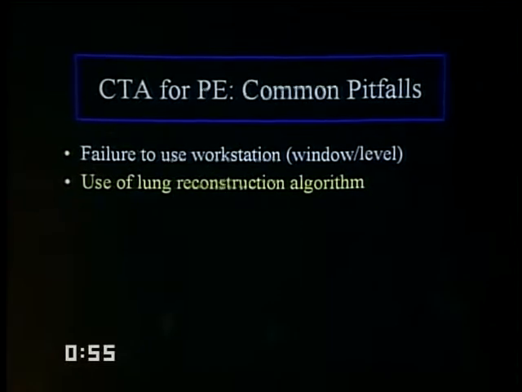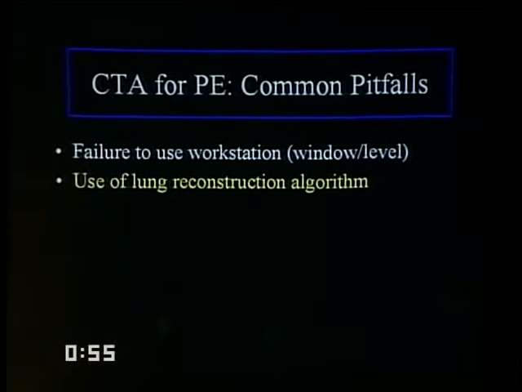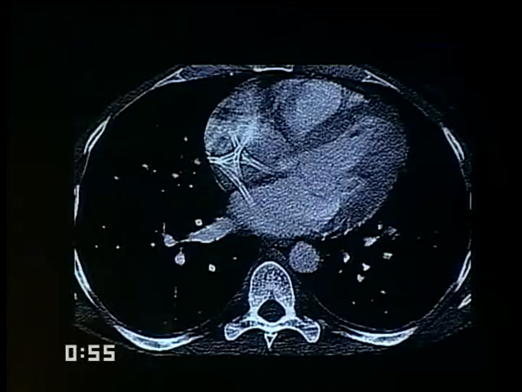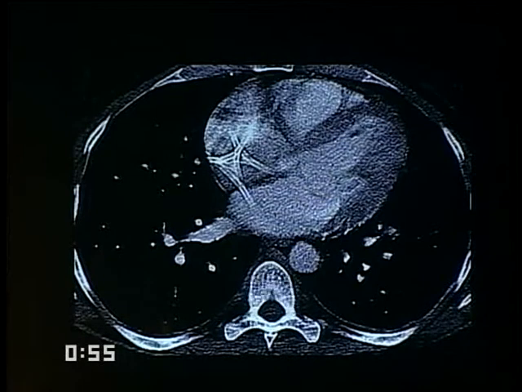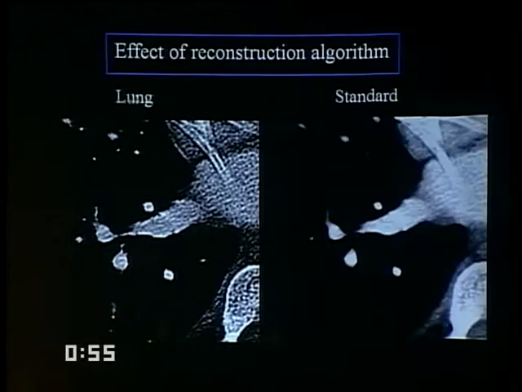Another pitfall that we sometimes stumbled into in the early days was using the lung reconstruction algorithm, which is an edge-enhanced algorithm. Every vessel looks like it has an embolus when you use this algorithm because it does edge enhancement around the edge of the vessels. It looks like there's a defect in all of these. So when you see this noisy appearance, be aware that you're on that lung reconstruction algorithm, which many of the vendors promote for reading the lungs.